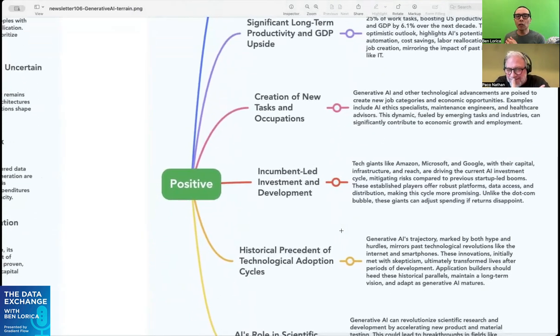And then on the bubble side, you can say, well, a lot of the investment and R&D is being done by incumbents with deep pockets, right? So Amazon, Meta, Microsoft, Google. So they can ride out any kind of slowdown.